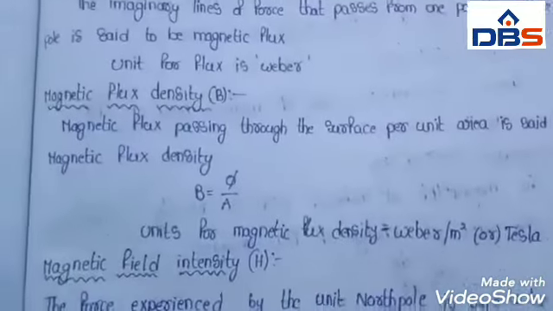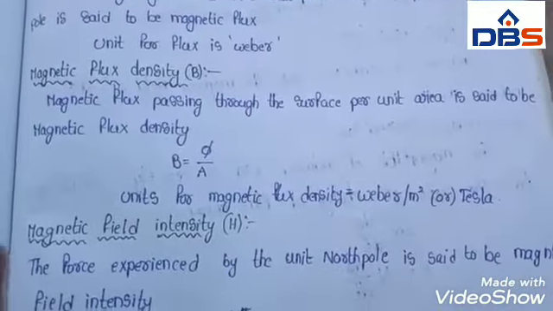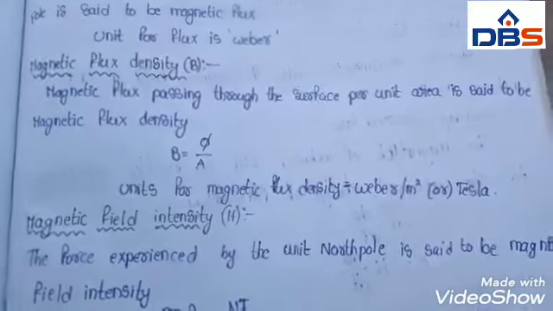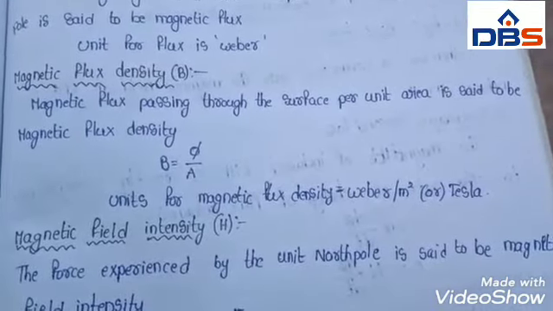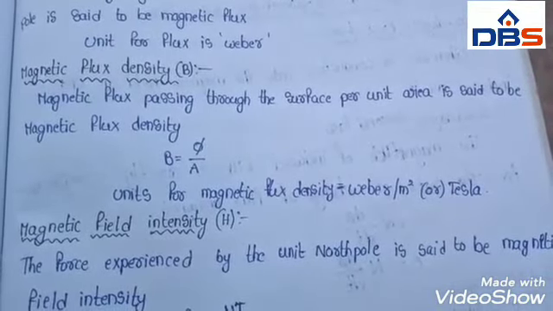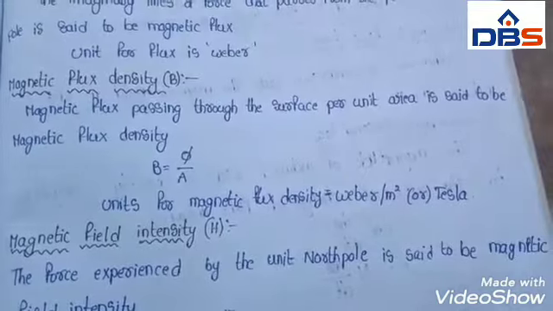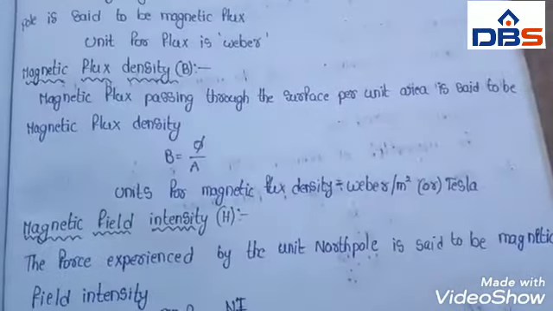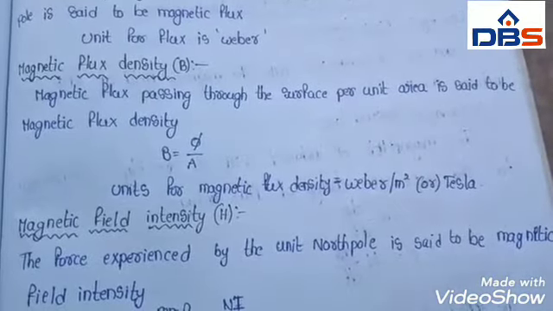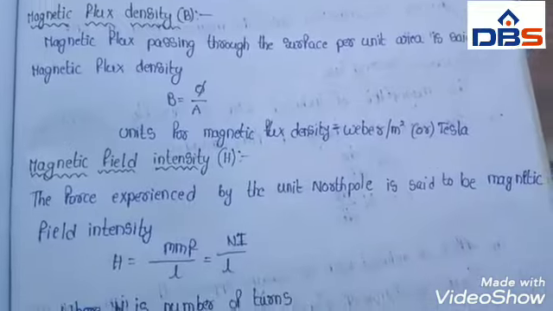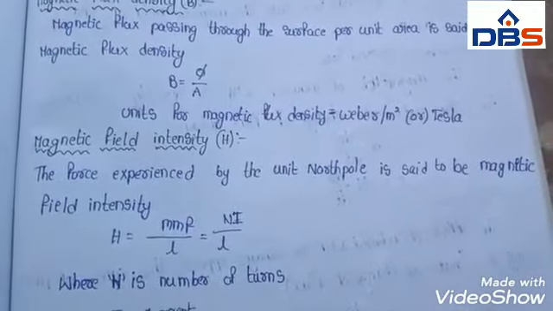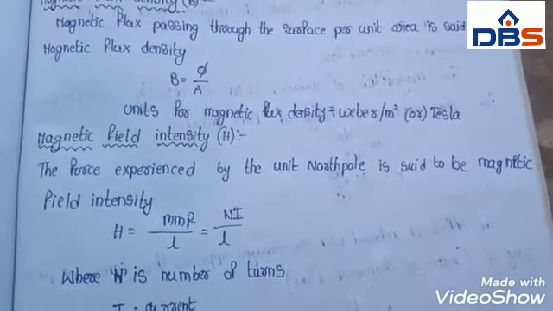And the next one is magnetic flux density, denoted by B. The magnetic flux density is defined as the ratio of magnetic flux to the area surrounded by the magnetic flux. That is, B is equal to phi by A. The unit of magnetic flux density is Weber per meter square, or Tesla.